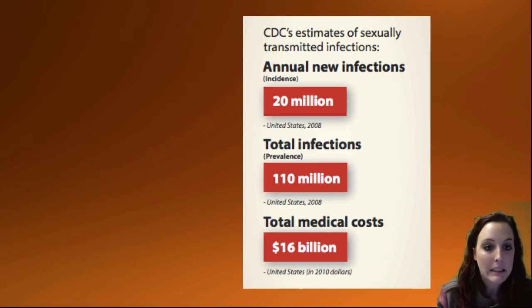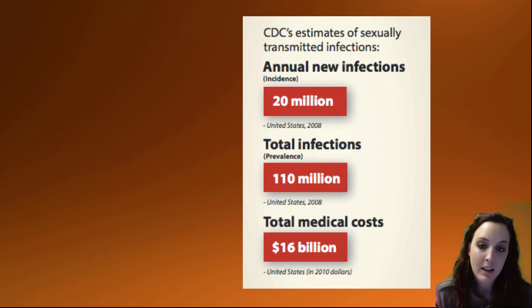There are nearly 20 million new infections diagnosed per year, with the total number of infections in the U.S. being 110 million. 20 million new infections every single year. This totals out at $16 billion in medical costs. $16 billion. Condoms are $5. Think about that. Think about what we could save our nation and ourselves and our insurance companies and our mental health if we would just buy a $5 box of condoms.